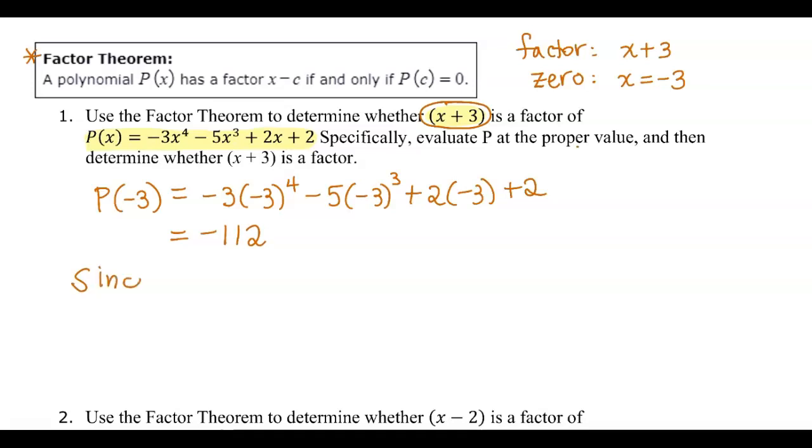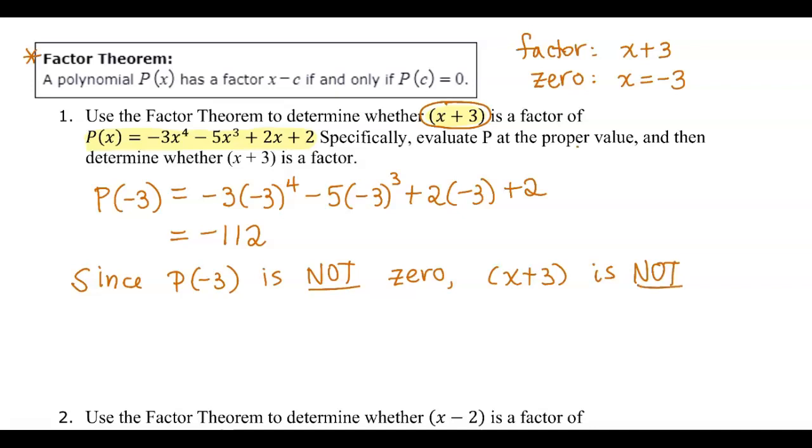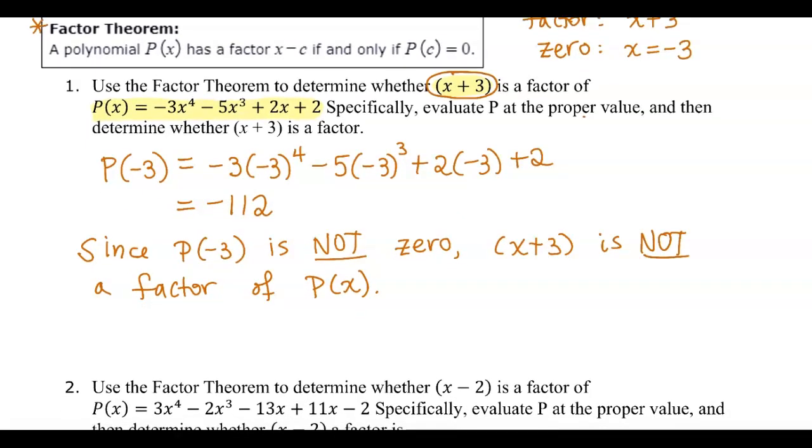So guess what? Since p of negative 3 is not 0, x plus 3 is not a factor of p of x. If that number came out to be 0, then we would have said x plus 3 is a factor of p of x. But this is not 0. This is not 0.